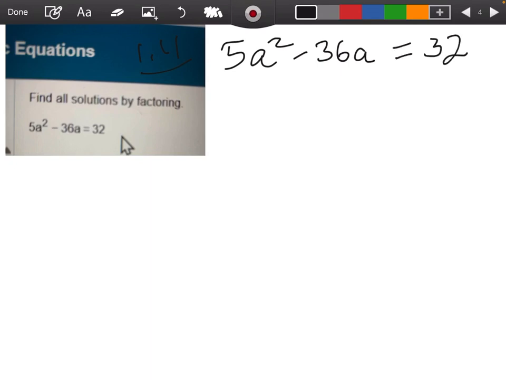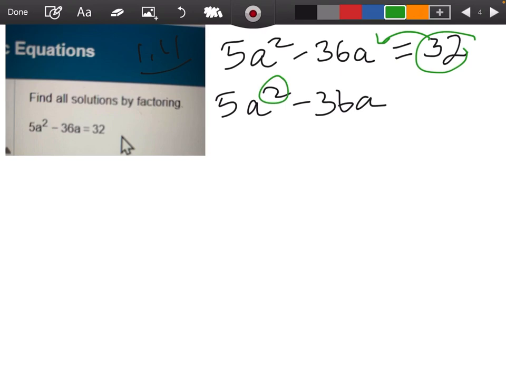And the first thing we're going to do, y'all, we're going to bring this 32 to the other side, okay? Because anytime we're solving a quadratic equation, meaning where the highest power is 2, we want to get 0 on that side. So when we move the 32, y'all, we're going to be left with 0 here. When we're crossing the equal sign, the sign of the 32 is going to change to a minus 32, okay?